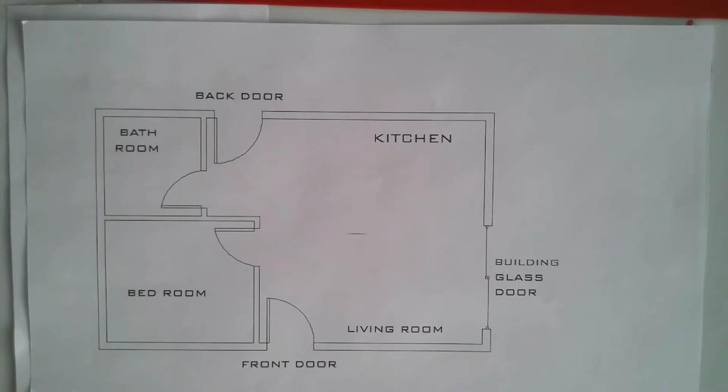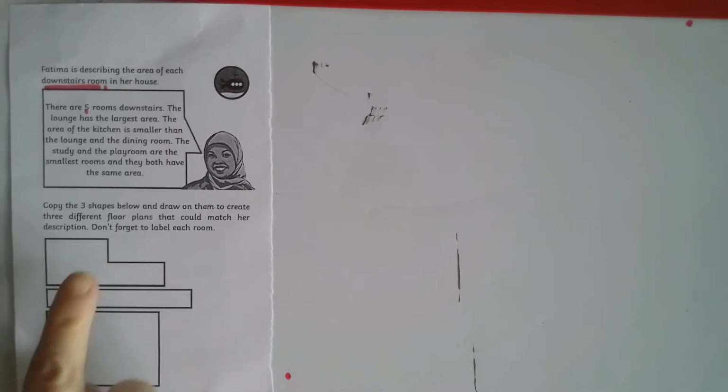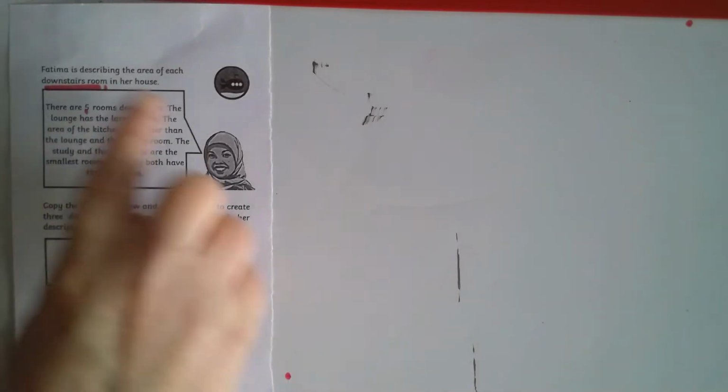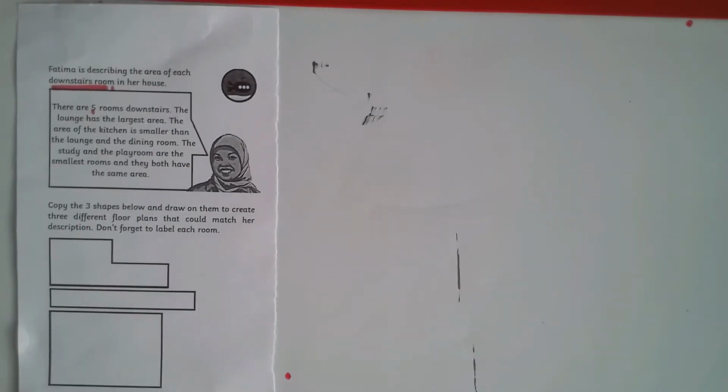But we can clearly see here the difference in the area of those 3 rooms, and that's what Fatima is asking us to think about. She's given us these 3 different rectilinear shapes, and she wants us to put in the information that she's thinking about. So I'm just going to talk you through how I would get started, because I always say to myself when I'm doing a problem, what do I know, where can I start?